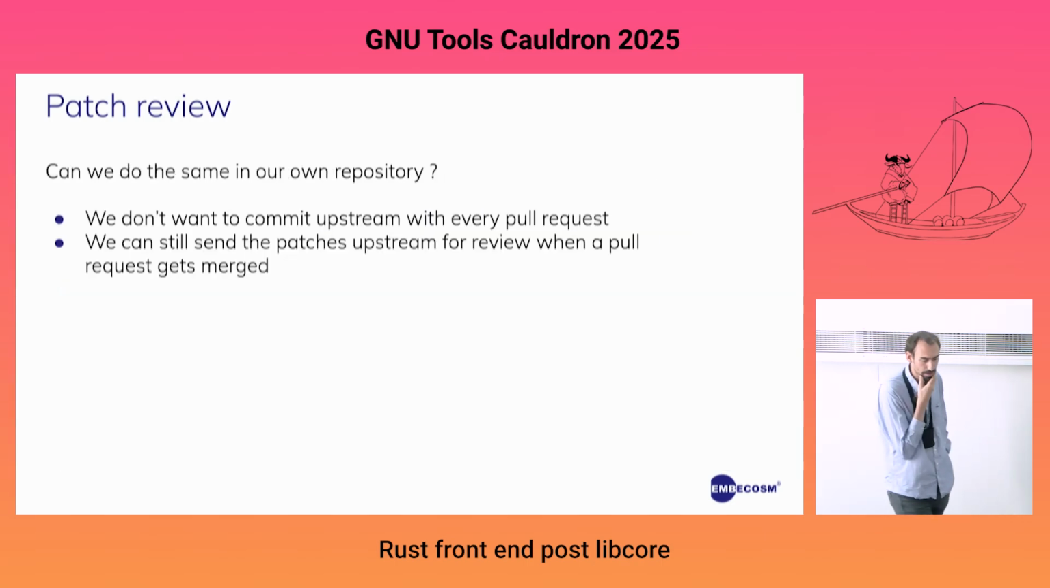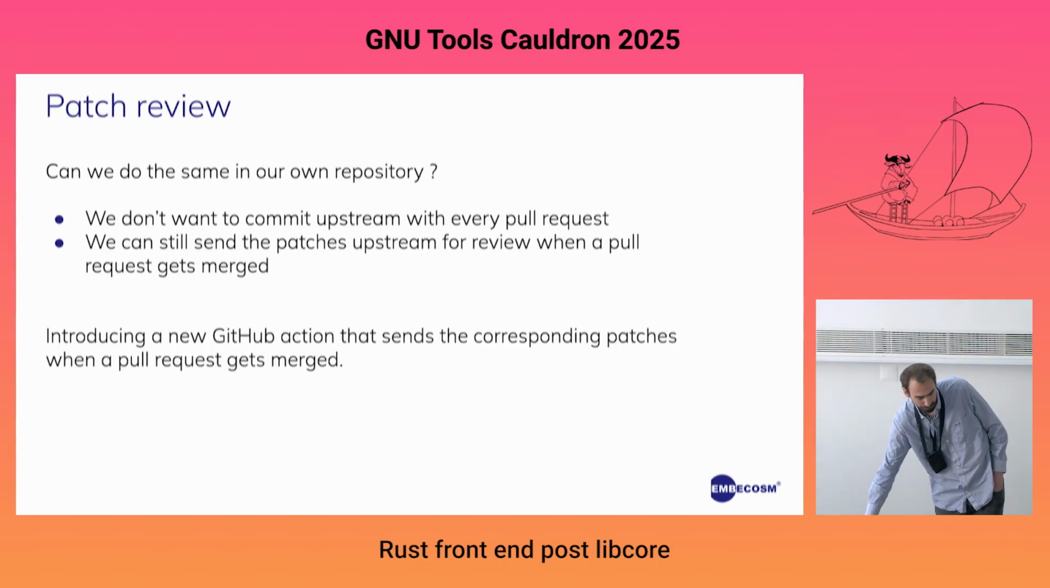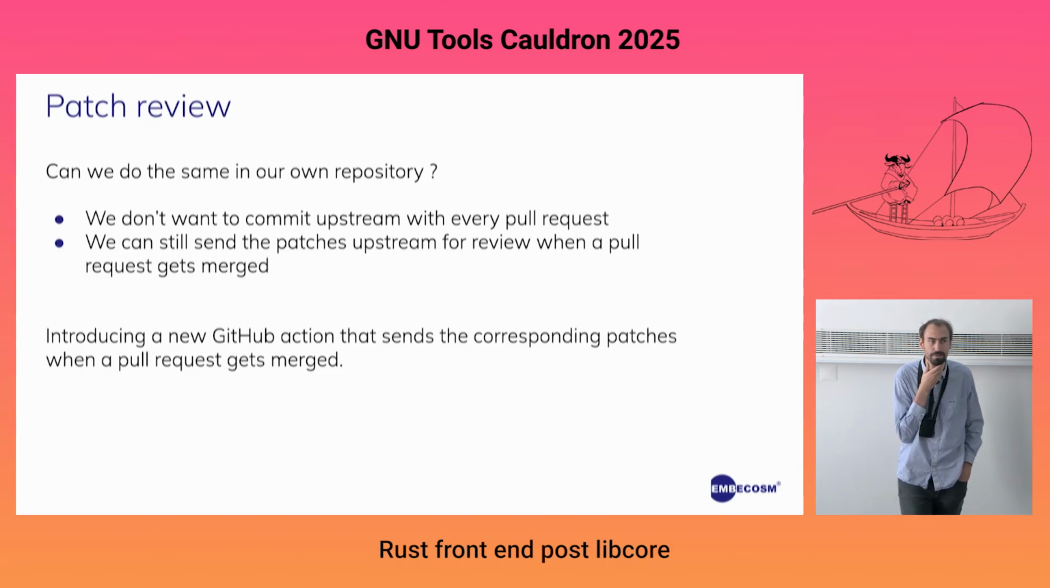So we said that we don't want to commit upstream with every pull request, and we can, but it means we can still send the patches upstream for review when a pull request is merged. So we introduced a new GitHub action with a script that automatically sends an email upstream, and every time a pull request is merged, a patch will be sent upstream with the content of the pull request.